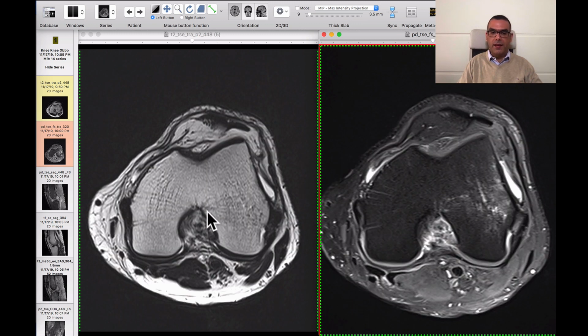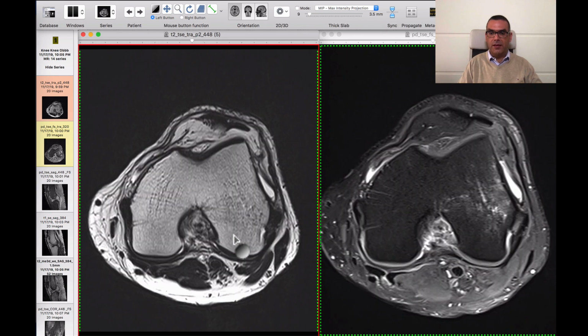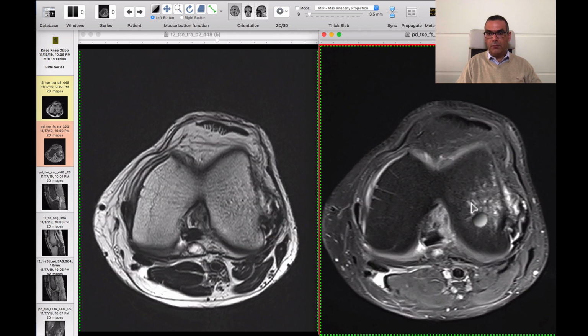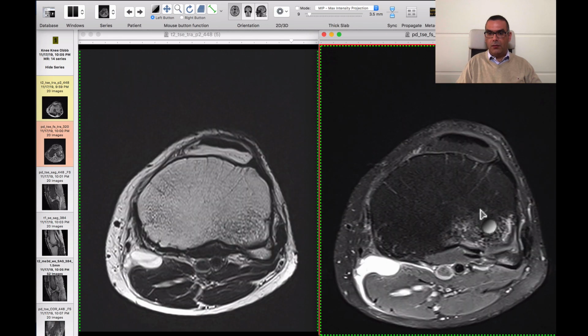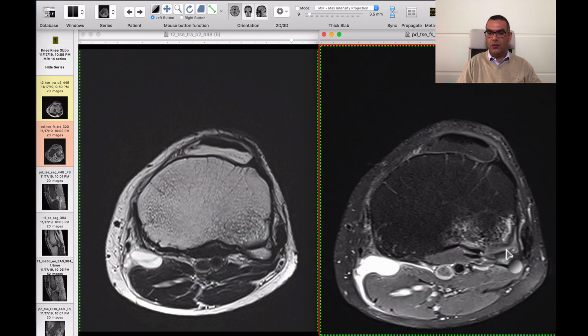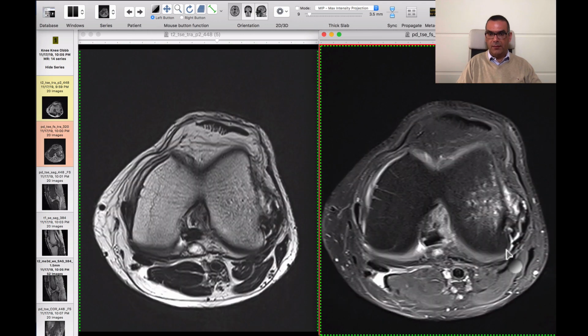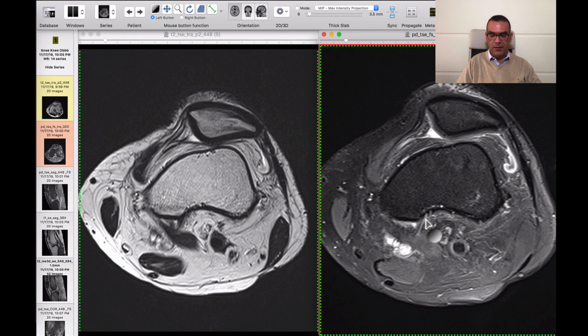Now we will move to the ACL. You see clearly there is very evident abnormality at the signal of the femoral attachment of the ACL, and just like the previous case, this is a clear, straightforward, complete ACL rupture. Note here there is marrow edema at the lateral femoral condyle, and when you go downward there is also marrow edema at the posterolateral corner of the tibial plateau, and there is marrow edema at the fibular head. There is, of course, a mild amount of joint effusion and a small Baker cyst.